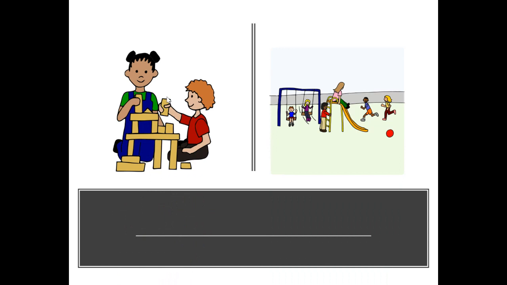So here's our first pair of pictures. What do you notice or see? So you could say, I notice, or I see. Well, I notice that in this first picture, the children are playing, and in the second picture, the children are playing outside. So how are they both the same or similar? They both are playing. So let's see what the word is.